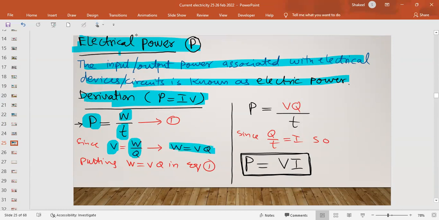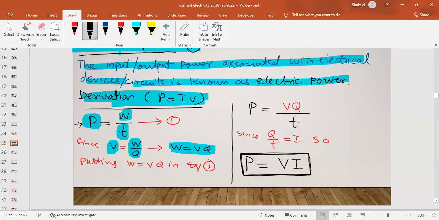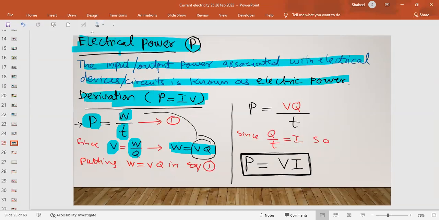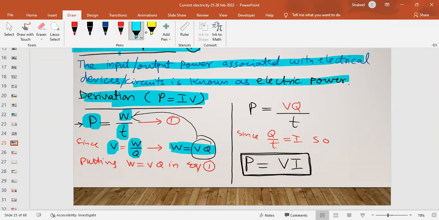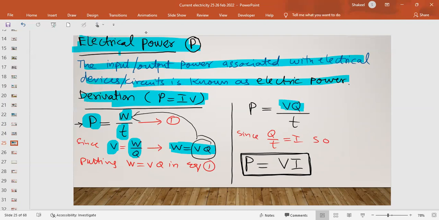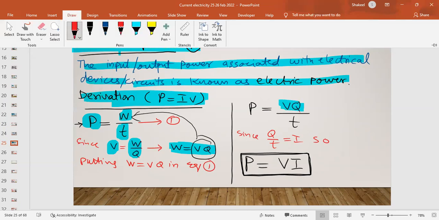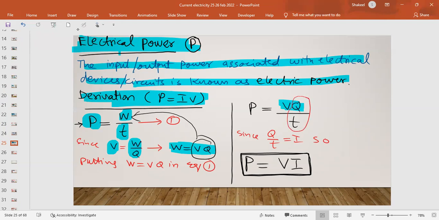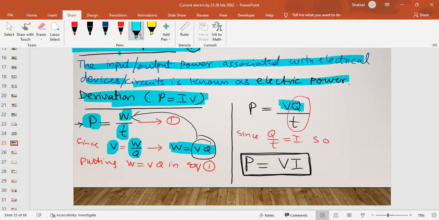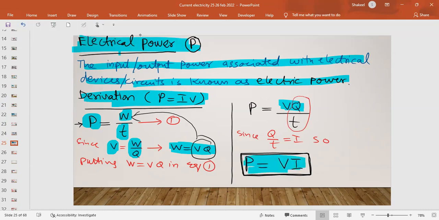So from here, work is potential into charge, VQ. Then you put this value of VQ over there. So when you put this value over there, you will get power is VQ over time. And then again, what is this Q over T? So Q over T is equal to I. So that's how we can say that power is VI, where V is the potential difference and I is the current.